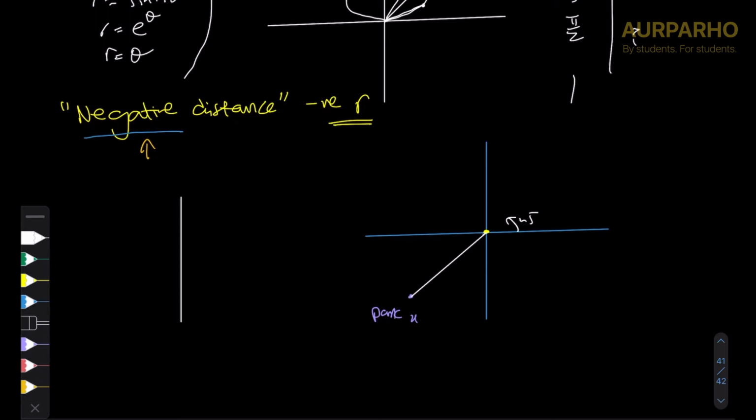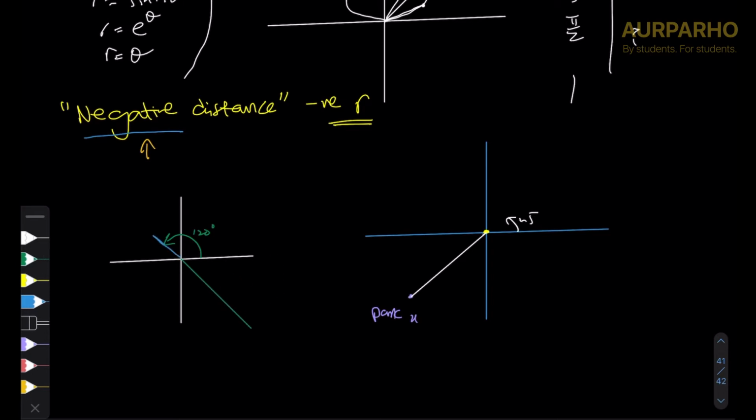What negative r really means is that you travel the same distance along the line, either y equals x or y equals negative x. For example, if I say face 120 degrees, so this is 120 degrees, and then walk 5 units backwards, you would actually walk this way.